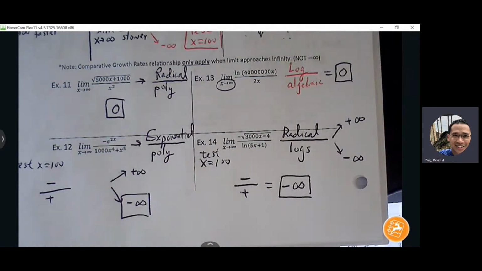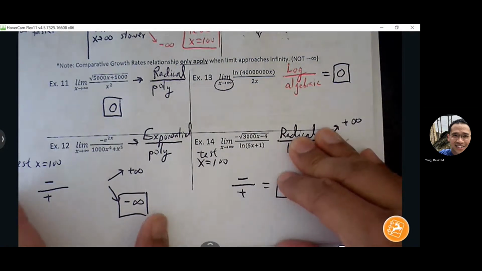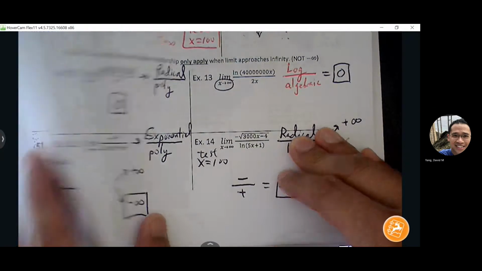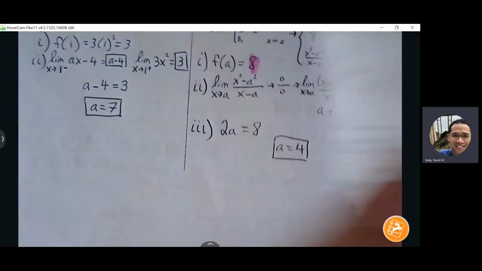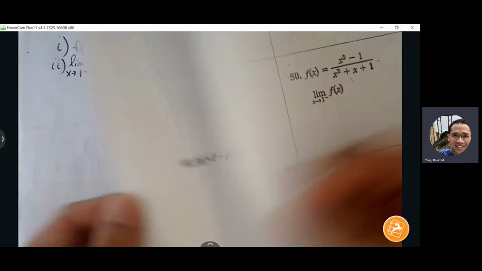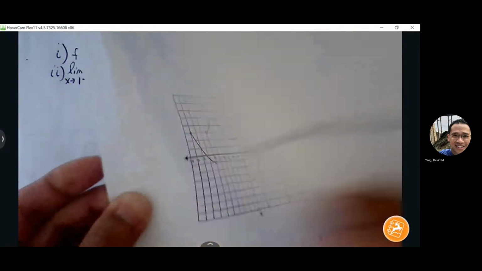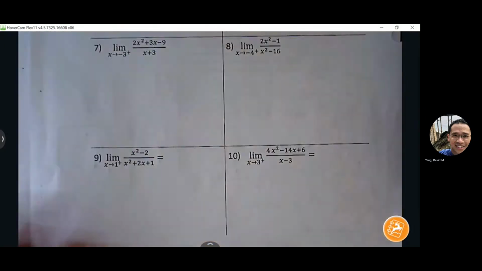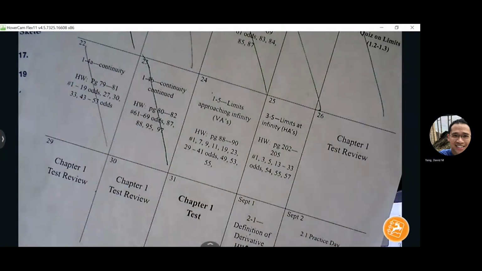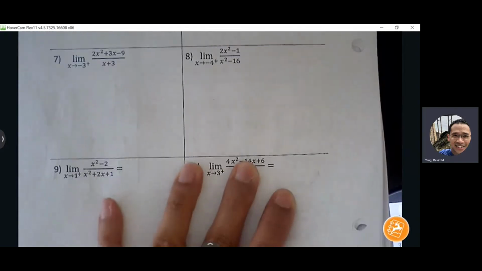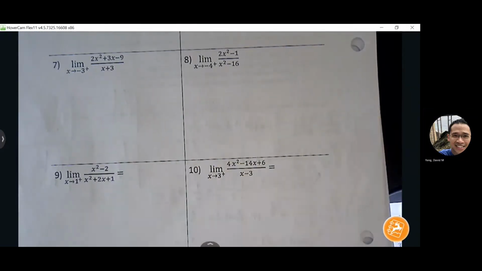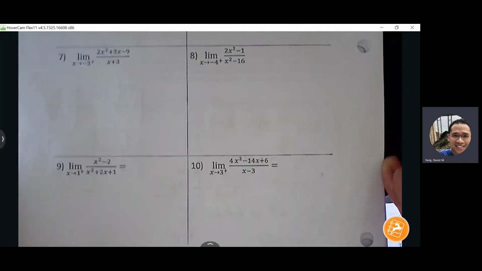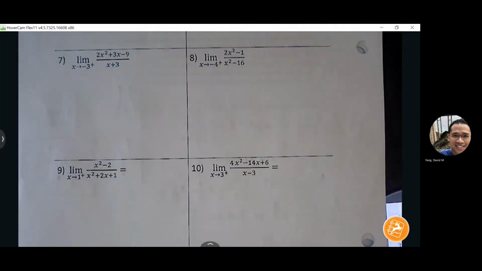Okay, any questions there? Okay, let's go back and do a few of the problems that we skipped over. Page 16. Back to real numbers here, page 16. Okay, I want you to try 7 through 10. Page 16.